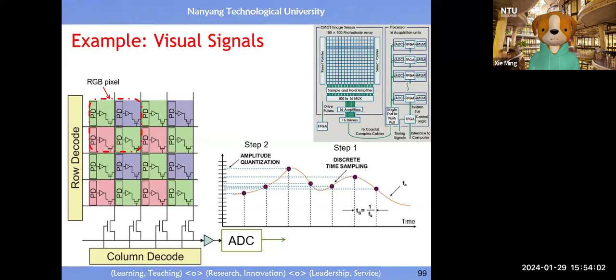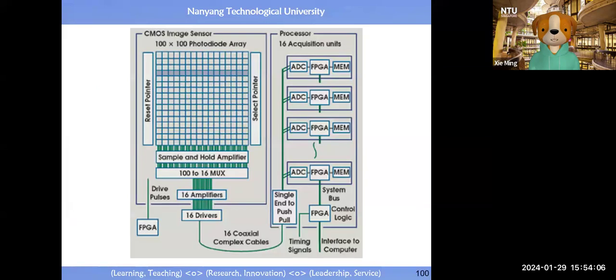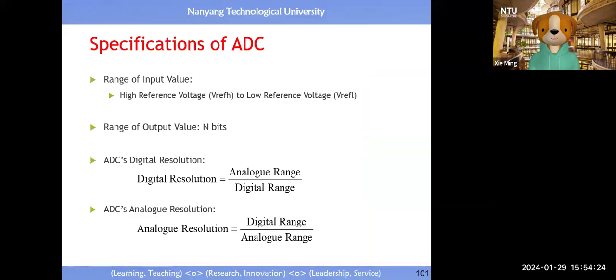Something happens like this when you increase the resolution. This is what you have inside the handphone. All right, clear. And this is an example of an image with a resolution of 100 times 100. So you see, you have a lot of ADCs. You see, you have 16 ADCs, right? So you do the conversion.